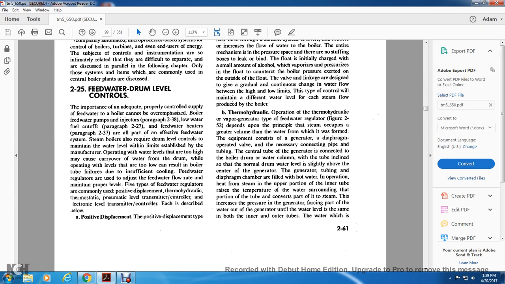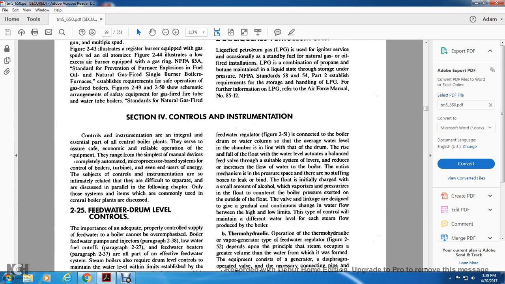Feed water regulators are used to adjust feed water flow rate and maintain proper levels. Five types of feed water regulators are commonly used: positive displacement, thermohydraulic, thermostatic, pneumatic level transmitter controller, and electronic level transmitter controller. Each is described below. A positive displacement type feed water regulator is connected with the boiler drum water column, so the average water level in the chamber is in line with that of the drum.